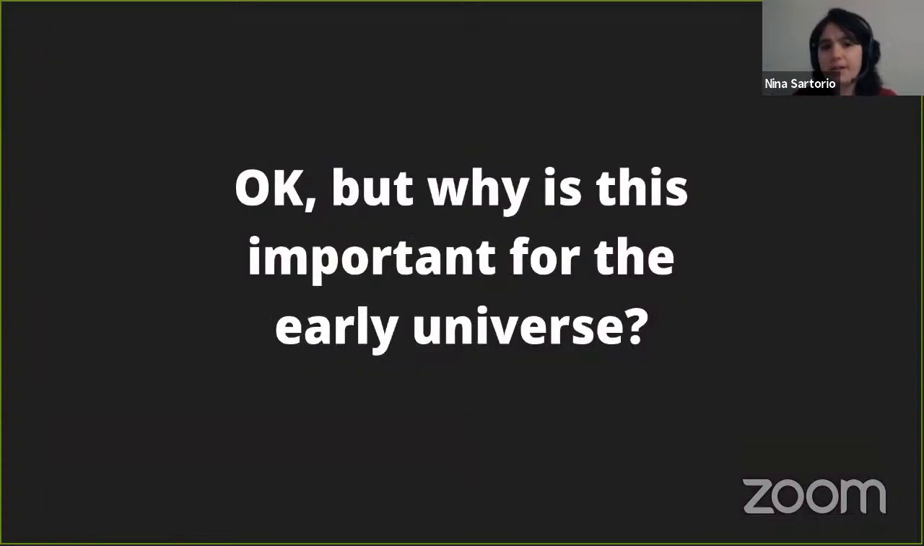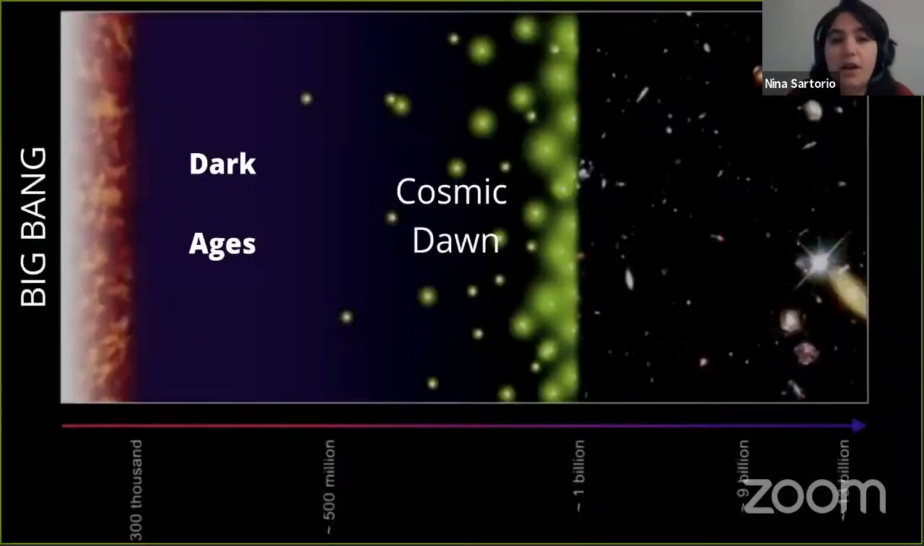Okay, but why is this important for the early universe? Why should I care about X-ray binaries at all, if they existed or if they didn't? Well, let's recap a little bit about the early universe. So you all know that we had a Big Bang, and at those very early times the universe was very, very hot, and eventually it expanded and it cooled down, and we were left with a lot of hydrogen and helium atoms, but they were in a state that we call neutral. And there weren't any stars in the universe. So the universe was completely dark, and this is what we call the dark ages of the universe.